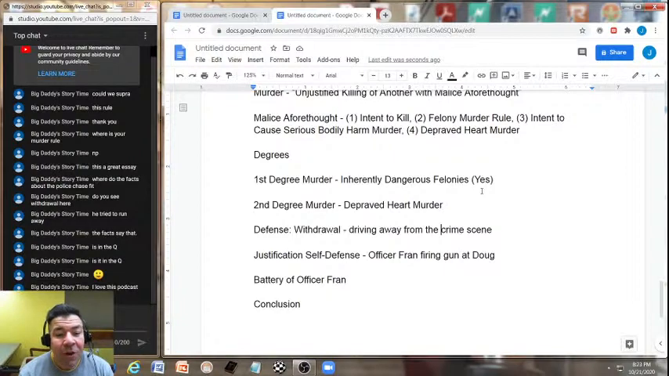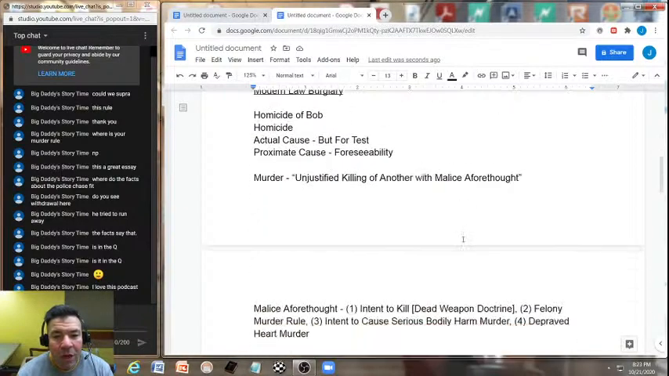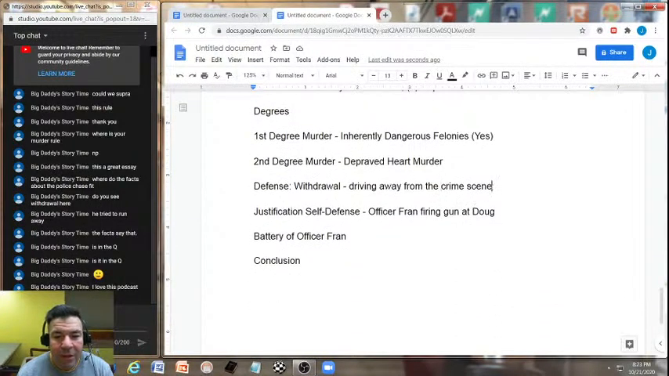Okay, now addressing the defense of withdrawal, we could say that Doug was driving away from the crime scene. Remember, the facts state that it wasn't just the crime scene. He was trying to run away. As Doug tried to run away, we could argue in a withdrawal argument that his driving away could represent his withdrawal, and then we would get in and get out of that particular issue. After going through the defense of withdrawal, we would now go down to the justification of self-defense.